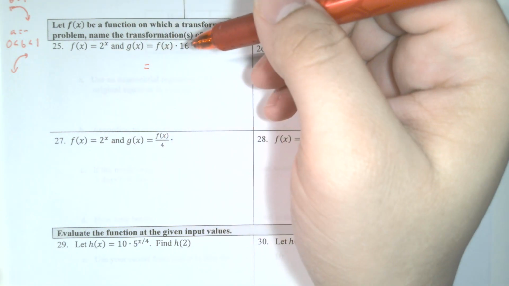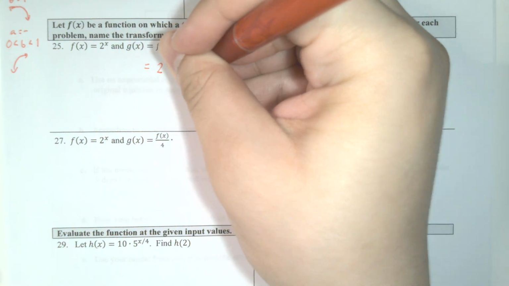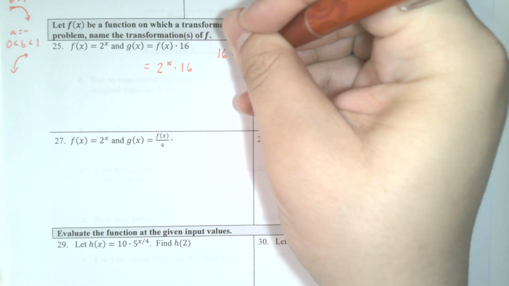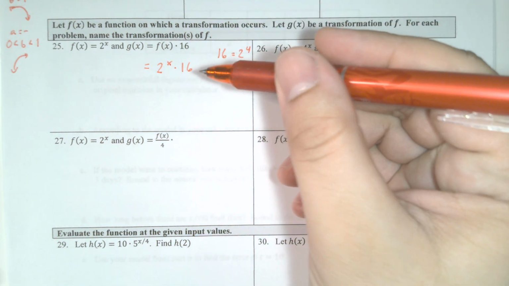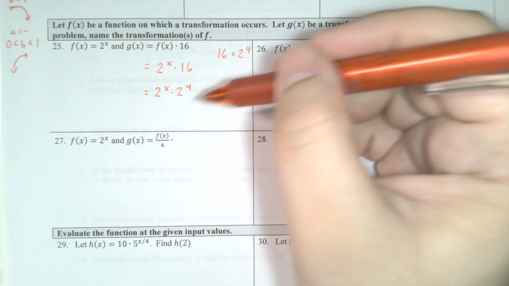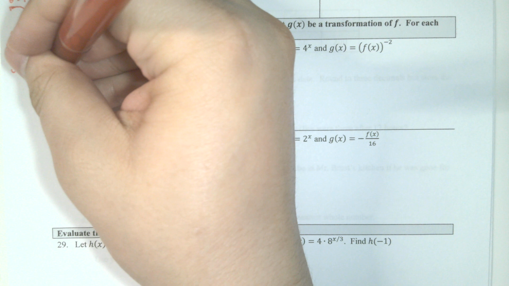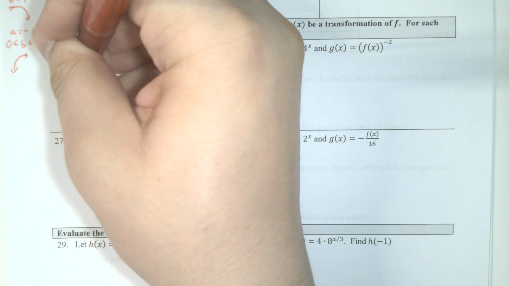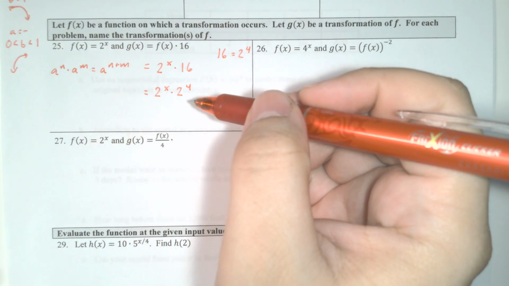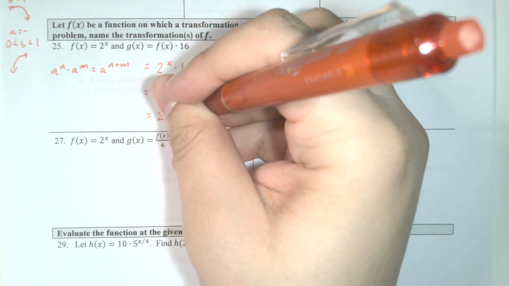Let's see, if we know that g of x is equal to f of x times 16, then we know that g of x is equal to 2 to the power of x times 16. Now, what's important to realize is that 16 is equal to 2 to the power of 4. So we can rewrite this as 2 to the power of x times 2 to the power of 4. We want to write these with the same base. That way we can use the property that a to the power of n times a to the power of m is equal to a to the power of n plus m. So we can combine these two as 2 to the power of x plus 4.